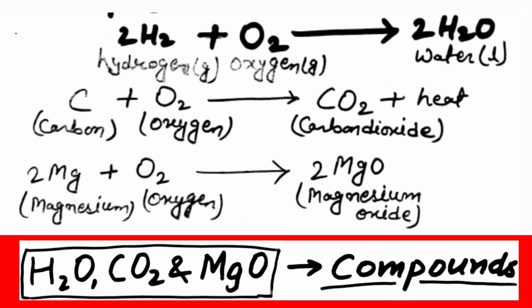In these three examples, as we know, hydrogen, oxygen, carbon, magnesium are elements. Whatever we get by joining them are called compound. So here water, carbon dioxide and magnesium oxide are compounds.